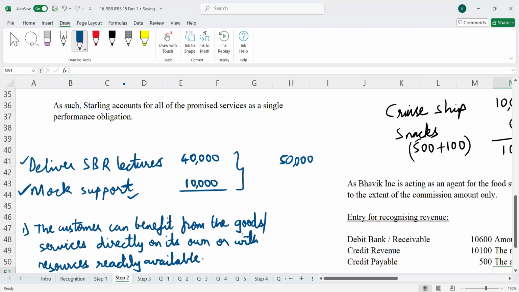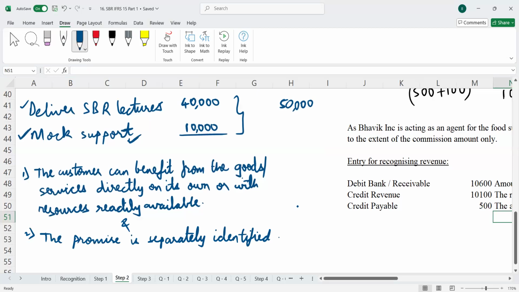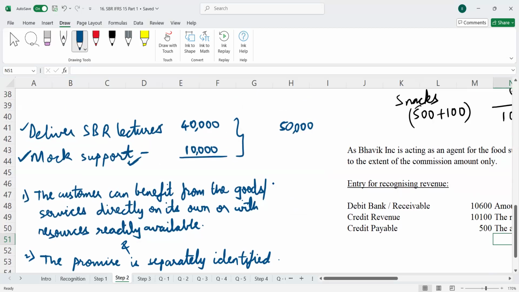Now, the terms of the contract state that the total price is 50,000, out of which I will be charging 40,000 towards delivering the SBR lectures and 10,000 towards the mock support services. As and when you make a payment, you will directly benefit from the SBR lectures from me. But mock support service, can I say you can take it from someone else? If you don't want it from me, you can take this from someone else. And also, is the mock support here separately identified in the contract in the second scenario? The promise to provide mock support is separately identified. So in such a case, I will treat both the SBR lectures and mock support services as two performance obligations. Now, in our case, I have put the contract such that mock support is not separately identifiable. So I have only one performance obligation over here. No doubt I will be providing the mock support services.